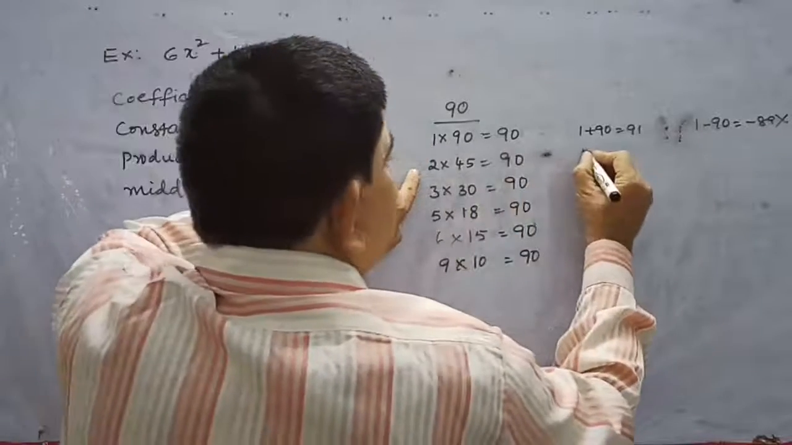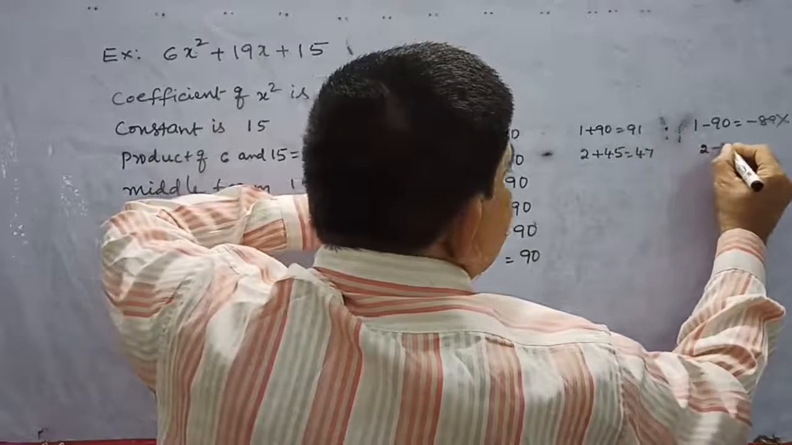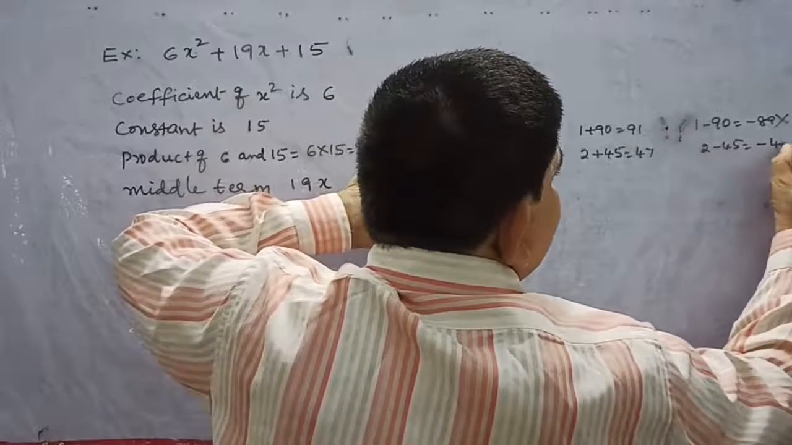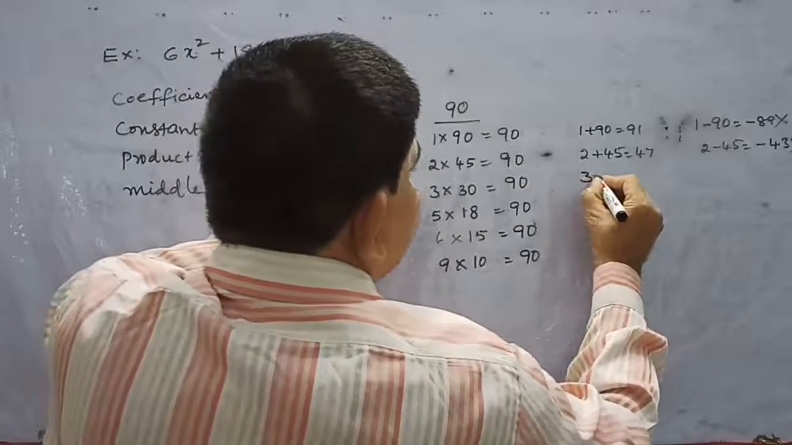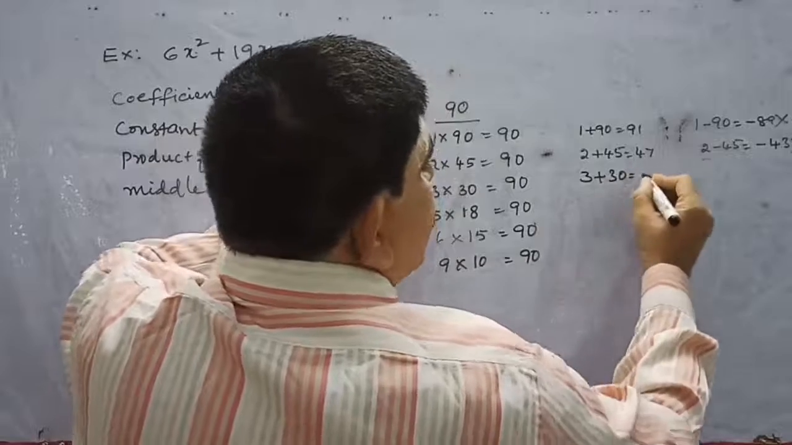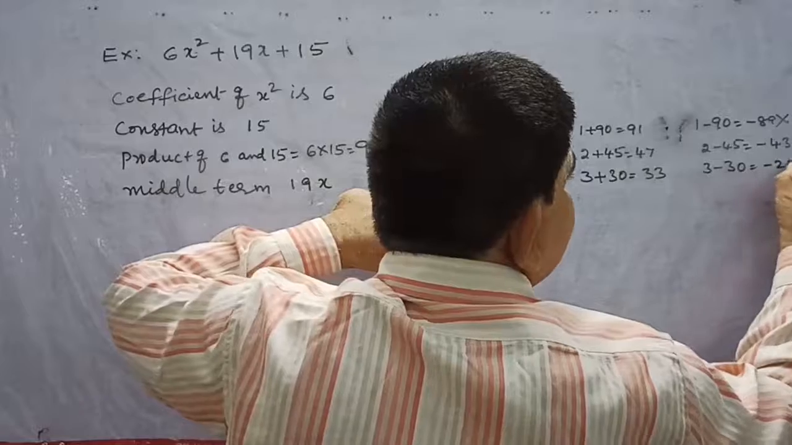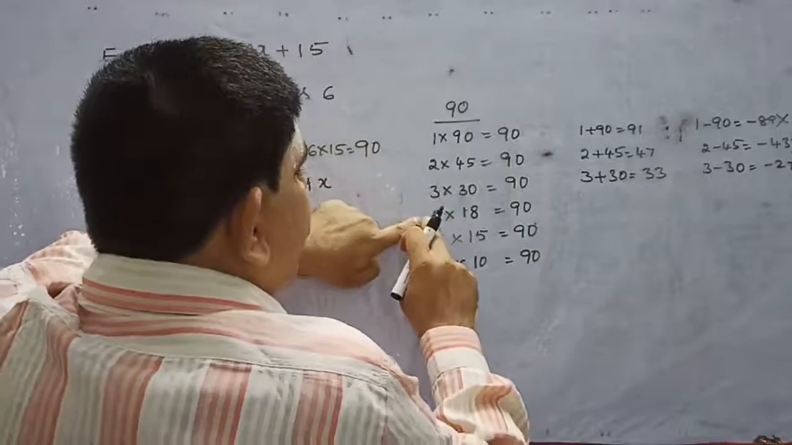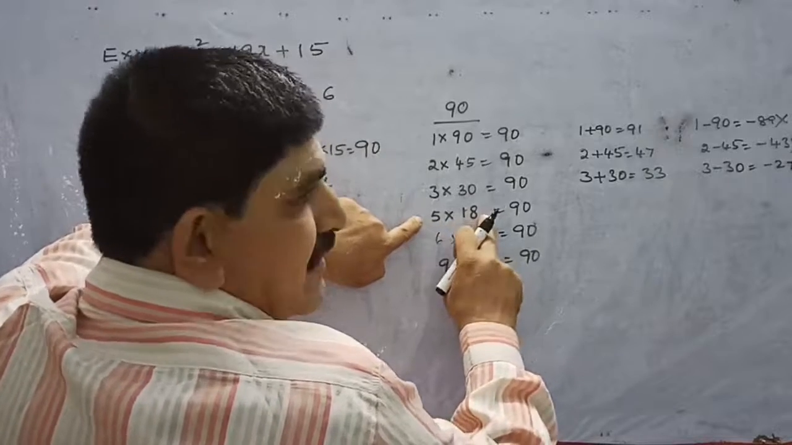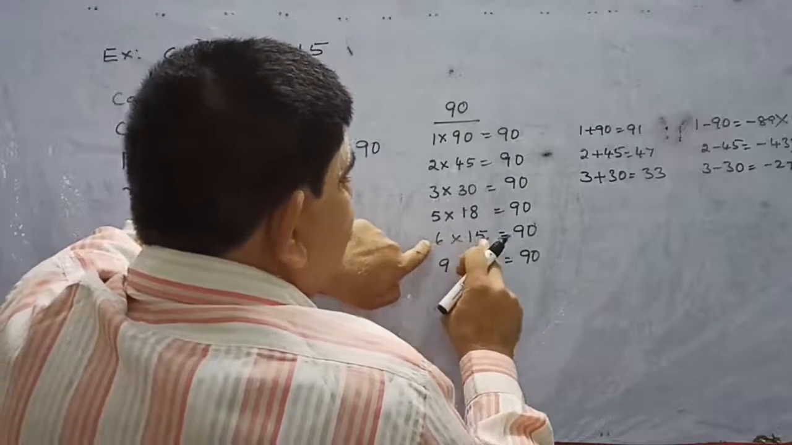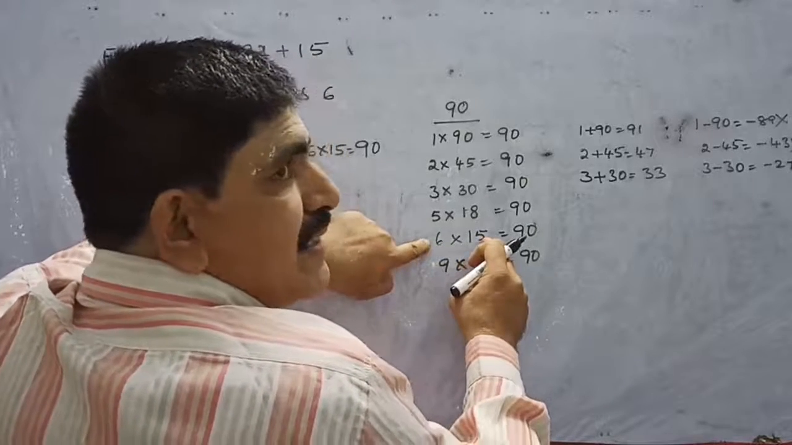Next 2 plus 45, 47. 2 minus 45, minus 43. So this is also not possible. Next 3 plus 30 is 33. 3 minus 30, minus 27. So this is also not possible. 5 plus 18, 23. 5 minus 18, minus 13. So no need. 6 plus 15, 21. 6 minus 15, minus 9. So this is also not possible.